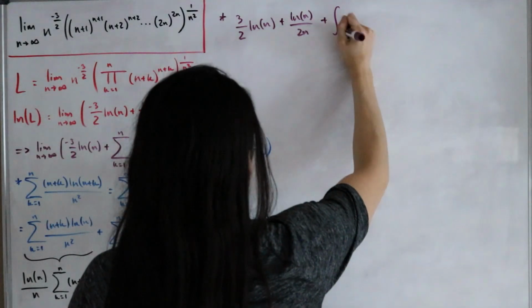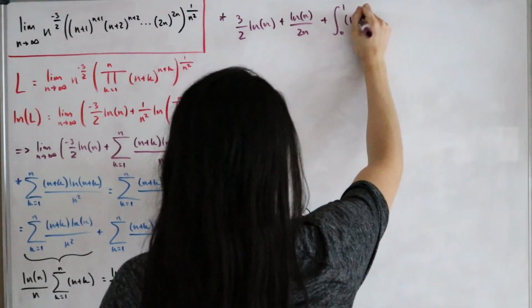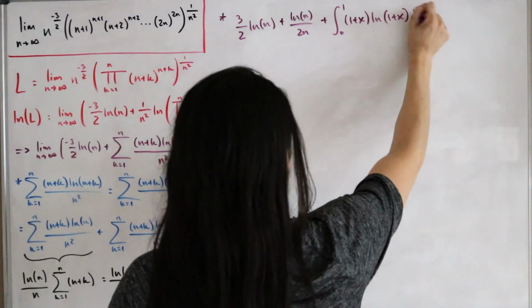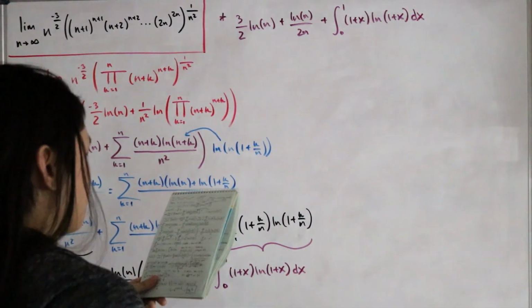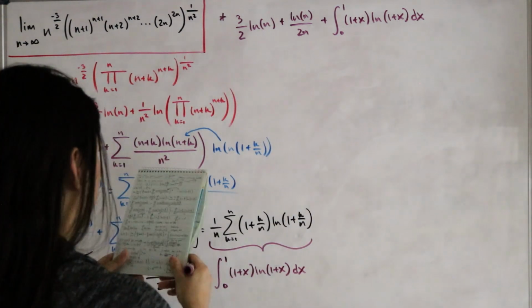So now this is what we have: the integral from 0 to 1 of 1 plus x multiplied by the natural log of 1 plus x, dx. Okay, so now just to put everything back together, what we have so far.